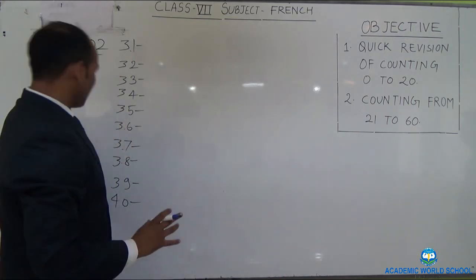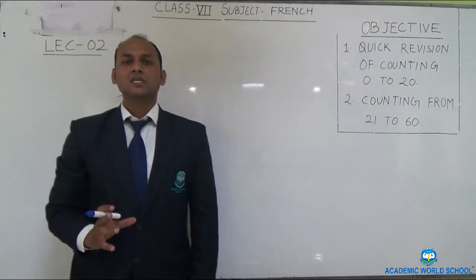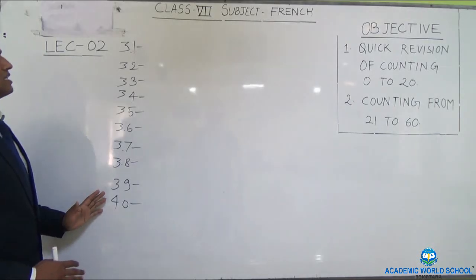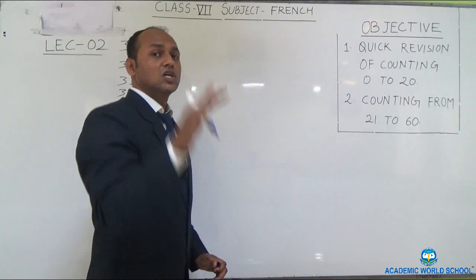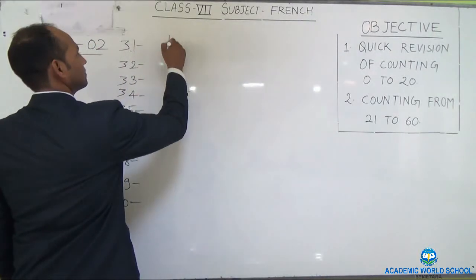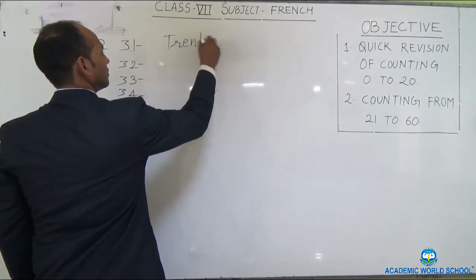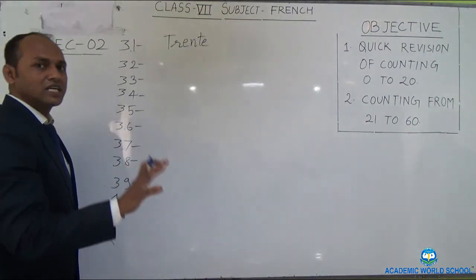Alright, so we have learnt the words 31 to 40. I am going to write. We have just learned the word 30. Okay, 30, trente. Trente we have learned for 30.